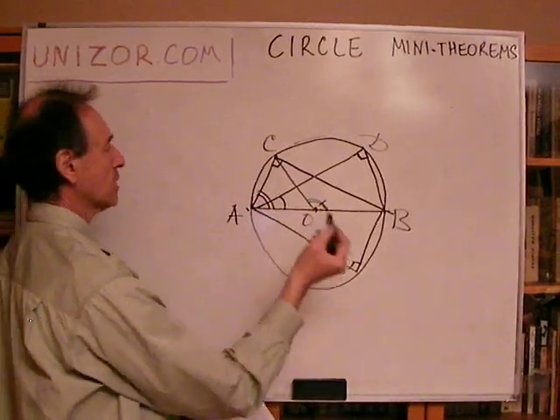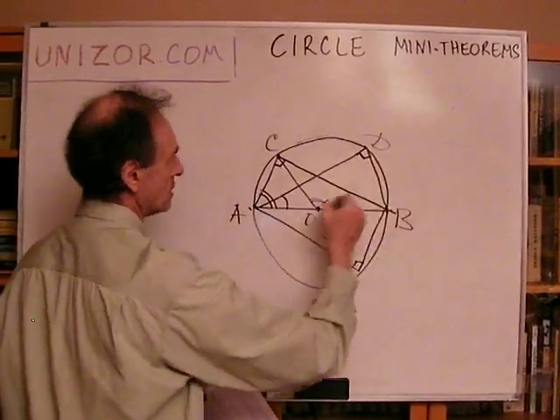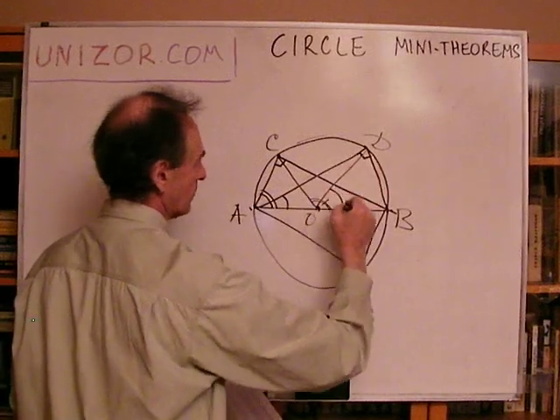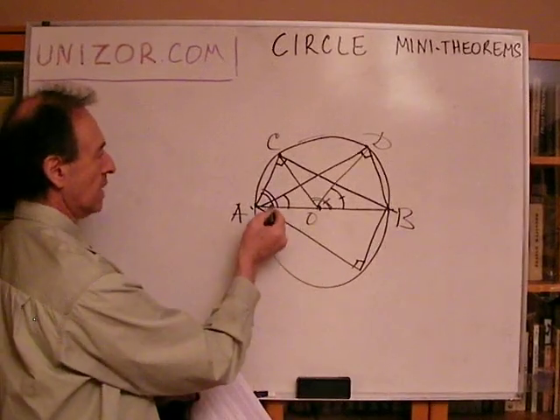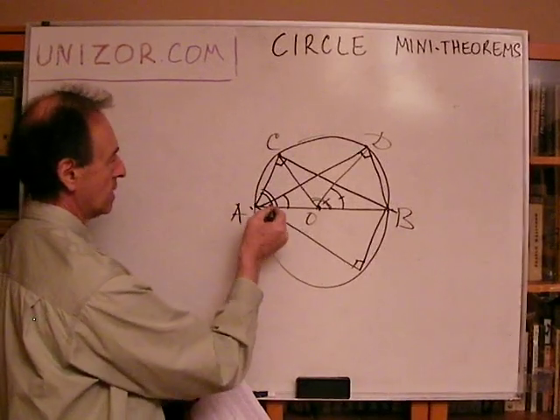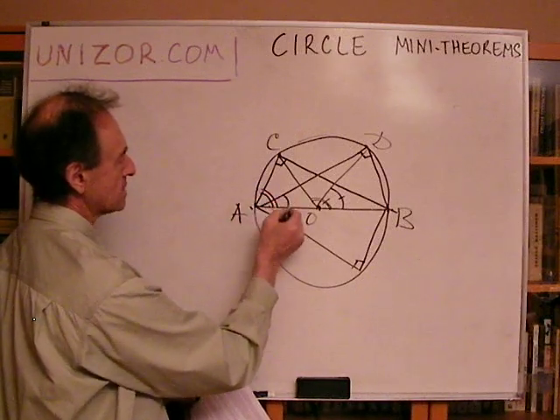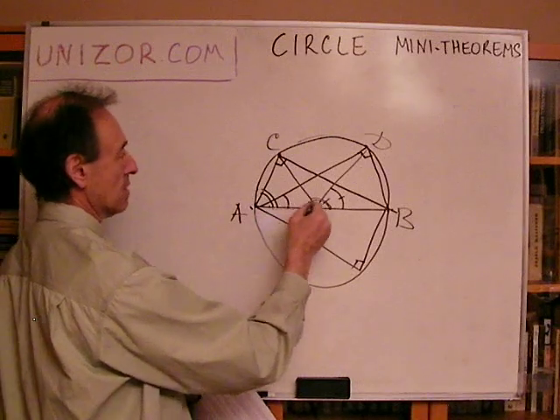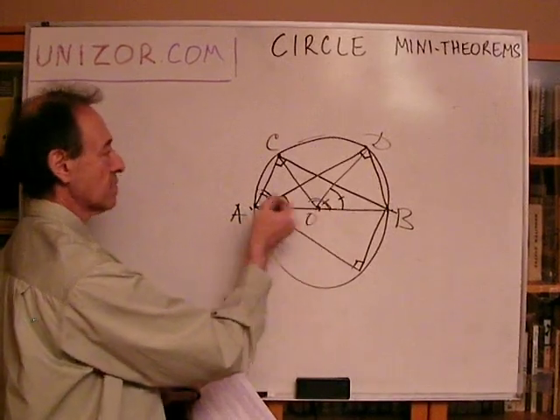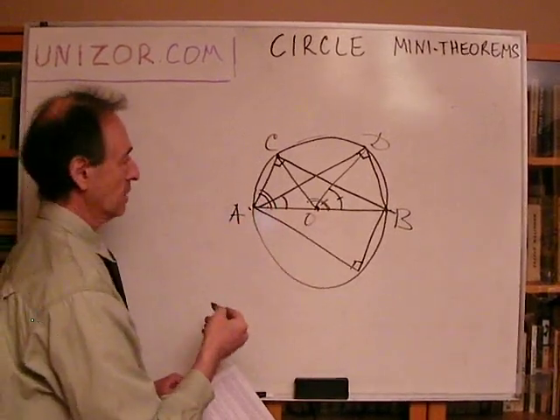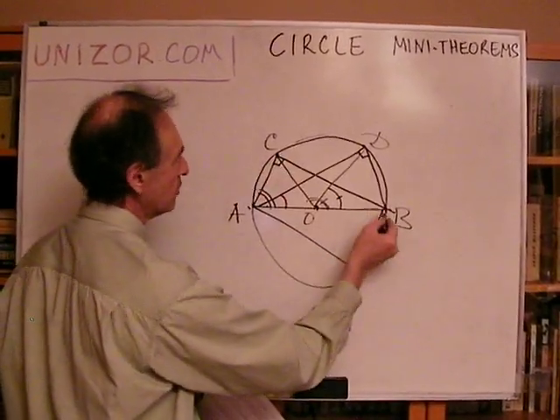Now, what's the corresponding angle for DAB? Well, it's supported by this arc, so the angle would be this. Now, in the same way as this angle, CAB, is greater than this angle, DAB, their corresponding central angles, each of which is equal to double the inscribed angle, will also be such that one is greater than another. So COB will be greater than DOB.